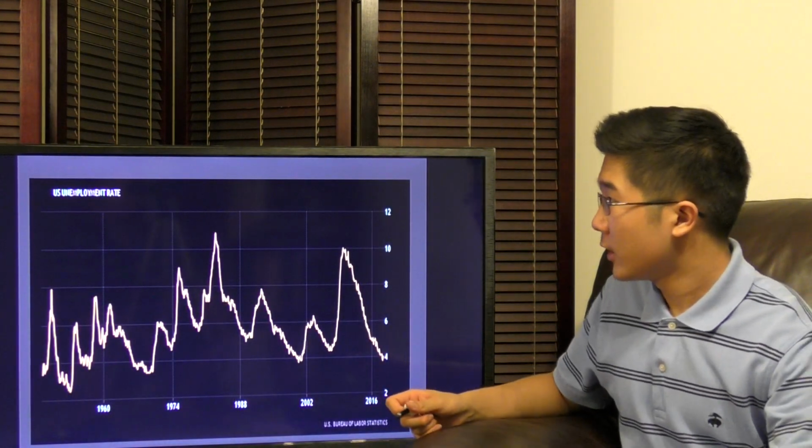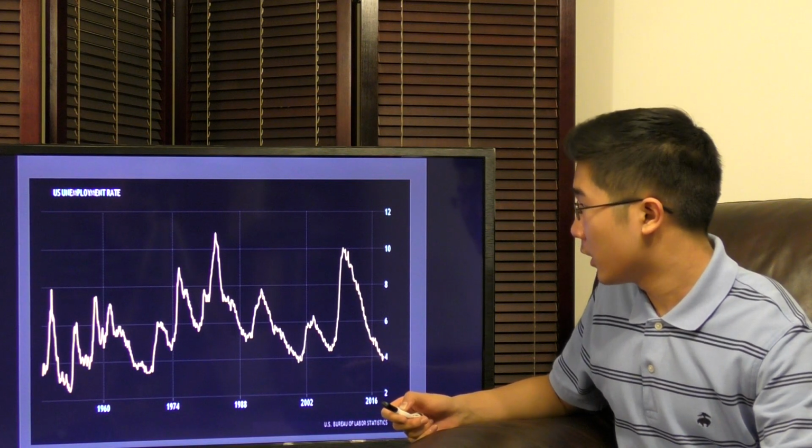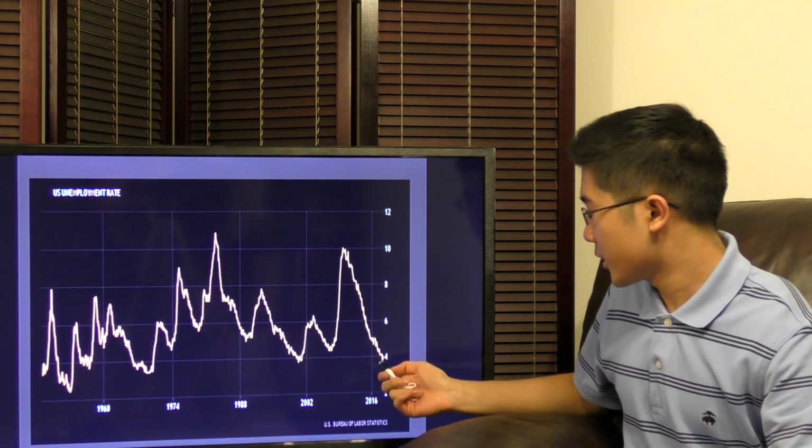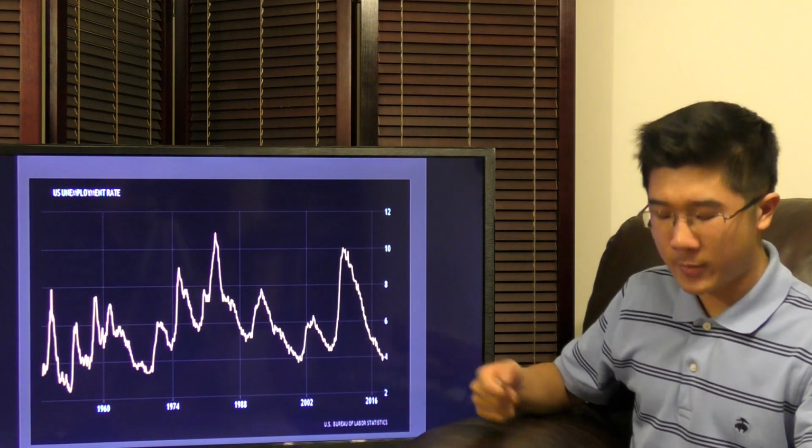And right here we see one last measurement of the U.S. unemployment rate according to the official unemployment rate, and right now it's just under 4%. And you can see it fluctuates according to recessions and expansions.